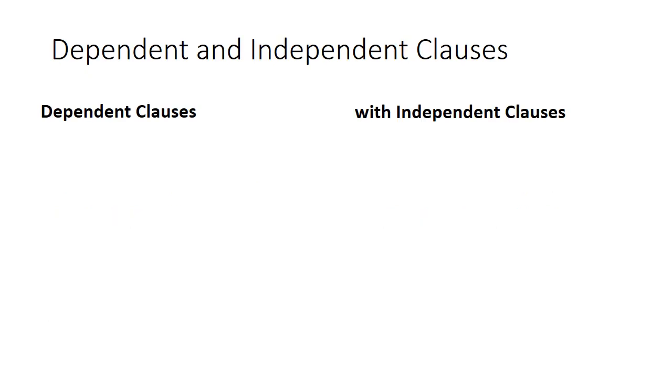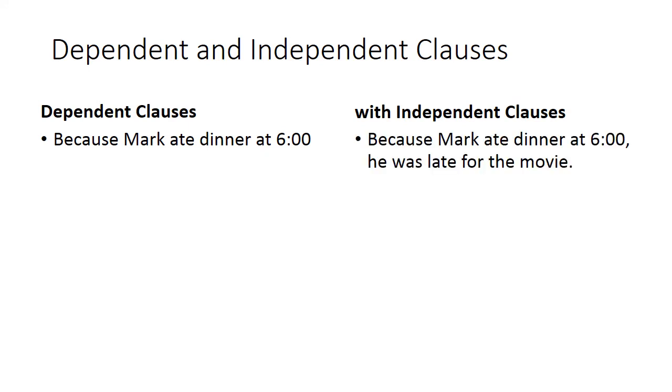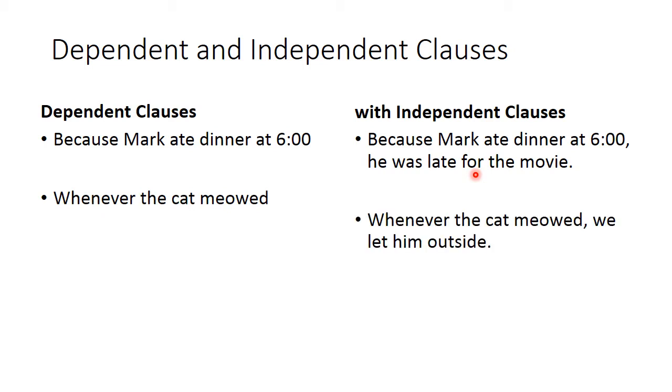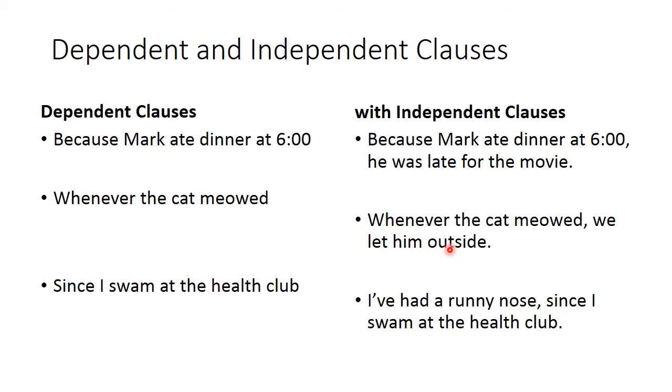So here's what happens with dependent clauses and independent clauses. Because Mark ate dinner at 6 o'clock, we've already said that's a dependent clause. Because Mark ate dinner at 6 o'clock, he was late for the movie. If you attach that dependent clause with an independent clause, he was late for the movie, then you have a complete sentence because the sentence must have at least one independent clause. Whenever the cat meowed, that's dependent. Whenever the cat meowed, we let him outside. See, that is the dependent clause attached to an independent clause. Since I swam at the health club, I've had a runny nose since I swam at the health club.